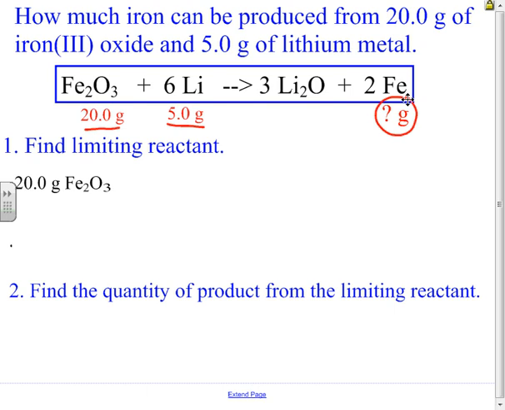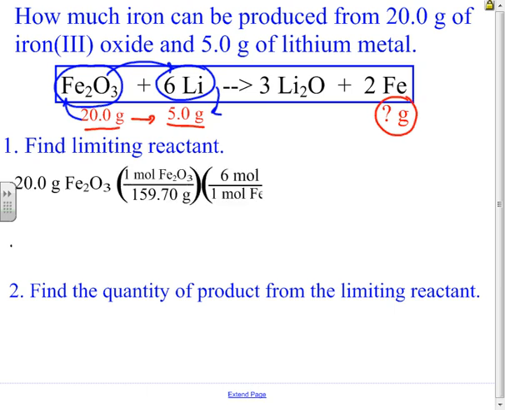So I have to arbitrarily choose one, convert to the other, and so I can go from grams of iron 3 oxide to grams of lithium, or the other way around. I'm going to go from grams of iron 3 oxide to grams of lithium. So we have to go grams to moles to moles to grams. And this is what that math is going to look like.